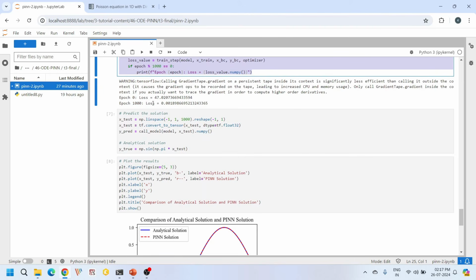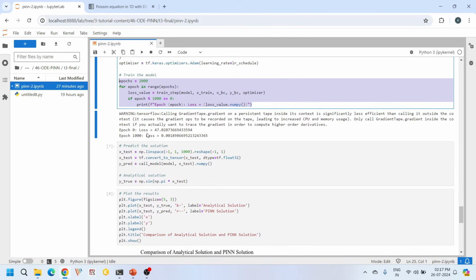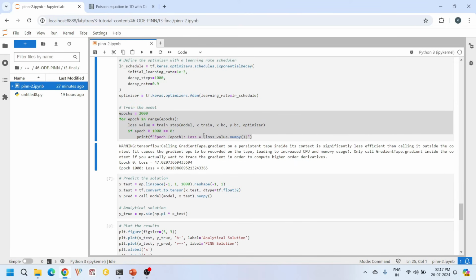So after we run all these 2000 epochs, we have got a final loss value of 0.00189. Here I printed the loss value at every 1000. So I printed at 0 and 1000, and at 2000 I have not printed, but we can expect a similar loss at 2000 epochs as well. So this is the final loss that we have obtained in this neural network.